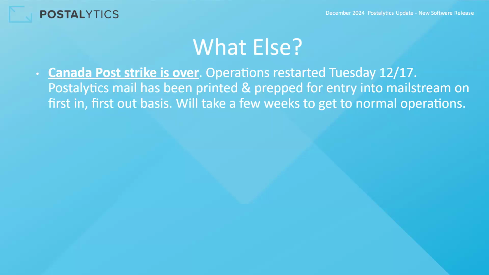printed and then warehoused, waiting for Canada Post to begin delivery. It's being warehoused on a first in, first out basis. So the mail that was processed at the beginning of the strike is going to enter the Canada Post mail stream first. I think it's not 100% clear exactly what it's going to take to clean out this backlog, but it's probably going to take a few weeks. We'll learn more as we are going along.